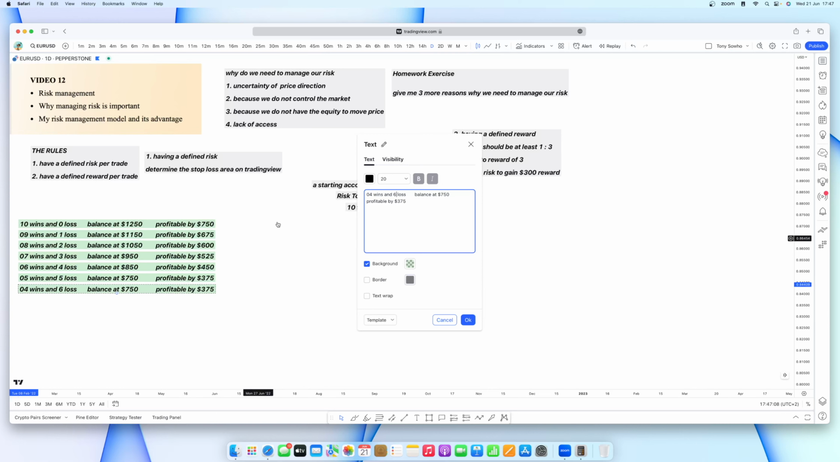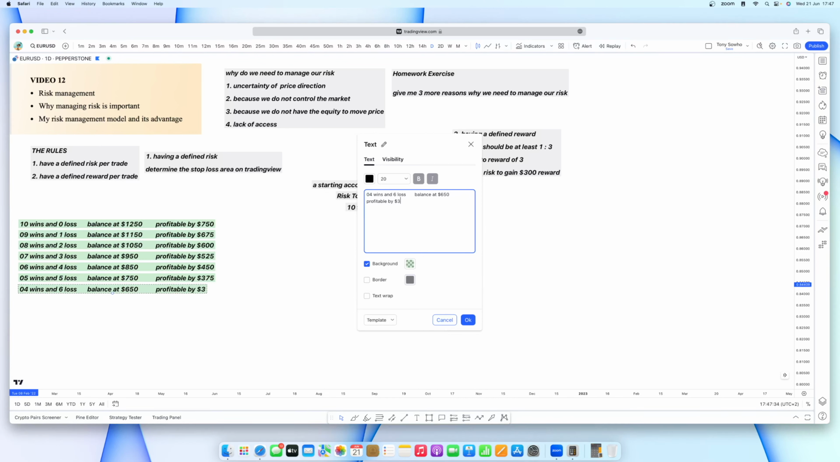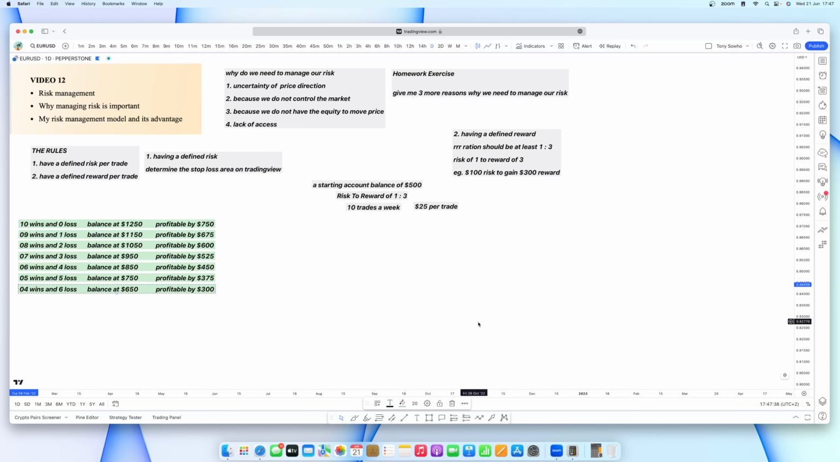Let's see. So now if you lose 6 trades, consistently risking $25 per trade, risk to reward of 1 to 3, and you lost 6 trades, your balance will be at 650. Okay. And you're profitable. If we remove 75 from this, you are profitable by $300. Like, oh my God. So even though I'm losing more than I'm winning, if I lose 6 trades, oh my God, 6 trades lost, and then I won 4 trades, you should still have a $650 balance at the end of that week. You've recovered all the losses you've made, and you still made extra $150.